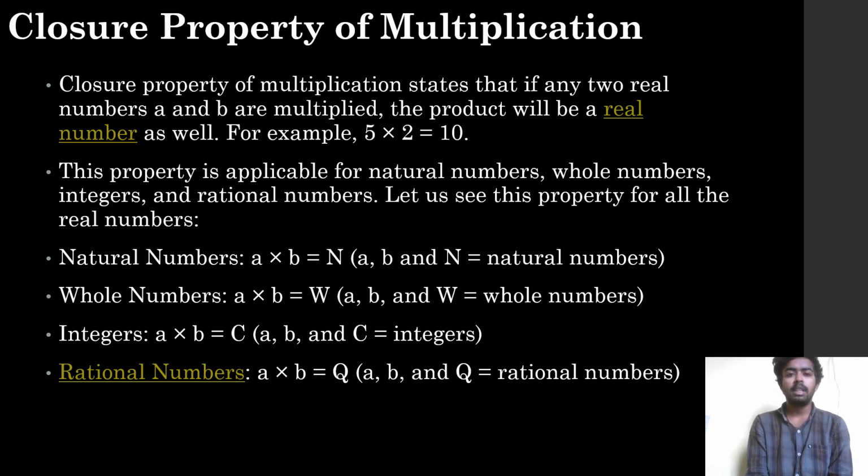Let us see this property for all real numbers. Natural numbers: a cross b equals n, where a, b, and n are natural numbers. Whole numbers: a into b equals w, where a, b, and w are whole numbers. Integers: a into b equals c, where a, b, and c are integers. Rational numbers: a into b equals q, where a, b, and q are rational numbers.